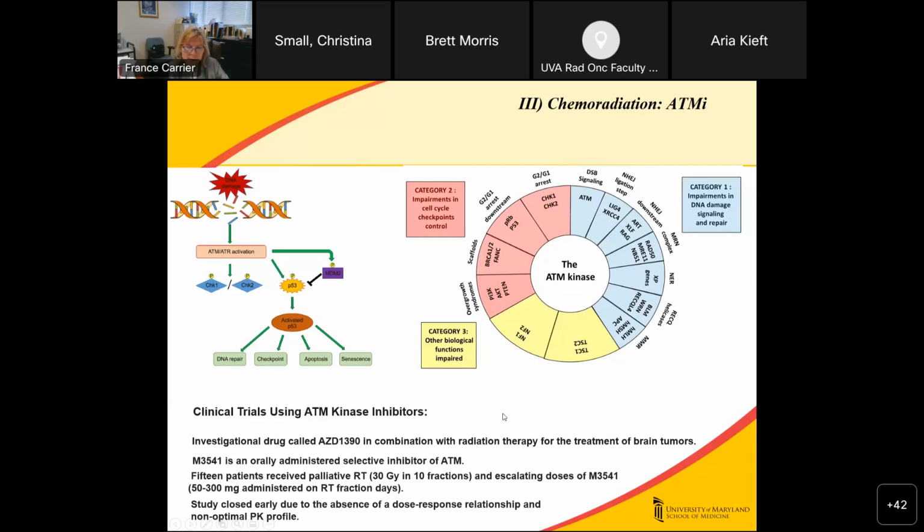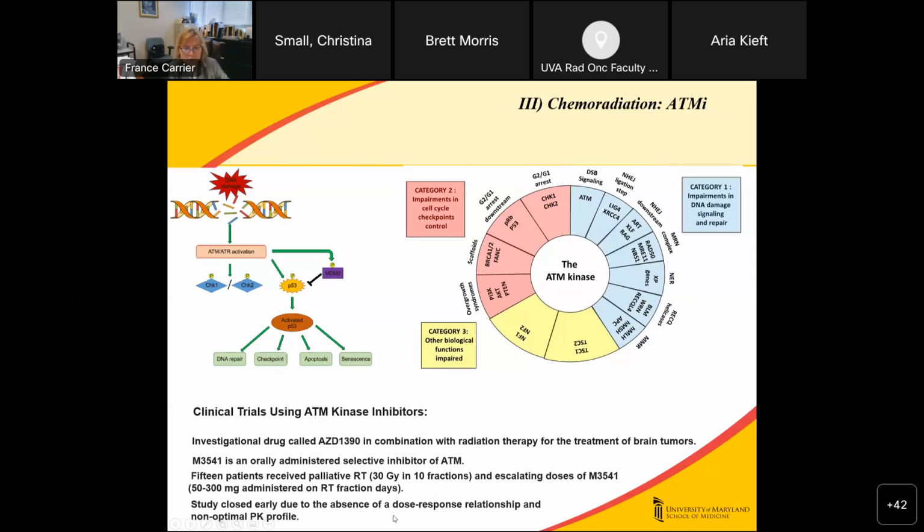So now you would think that if we can develop a drug that targets this ATM and take advantage of this, we could increase sensitivity to radiation. There are several drugs that have been, as I say, and currently are in development. There is one now, AZD1390, that is being tried in radiation therapy in combination for brain tumors. Another one that was not very successful was the M3541. That was an oral formulation for this kinase inhibitor.